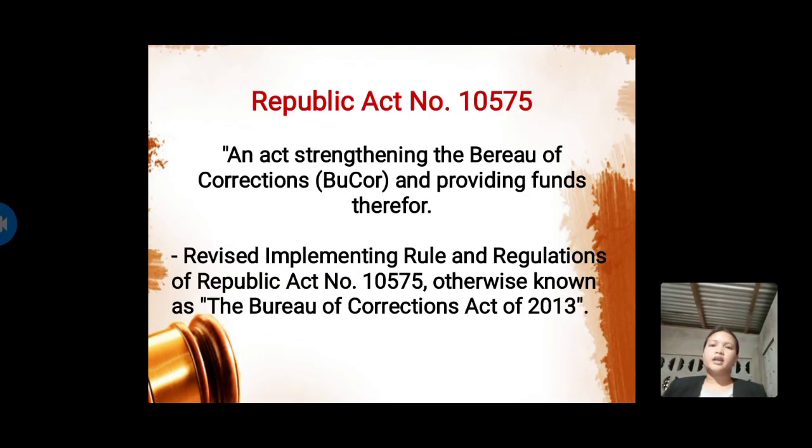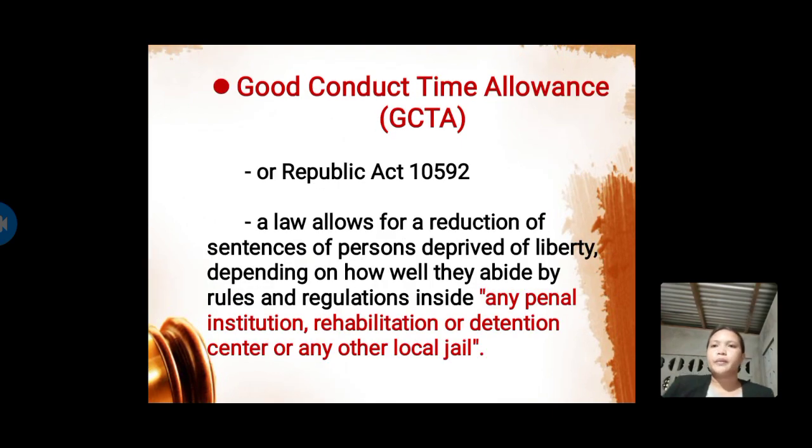So next is Republic Act number 10575. It is an act strengthening the Bureau of Corrections or the BuCor and providing funds therefor. Next is the Good Conduct Time Allowance or the GCTA, Republic Act 10592. The law allows for a reduction of sentences of persons deprived of liberty depending on how well they abide by rules and regulations inside any penal institution, rehabilitation or detention center, or any local jails.